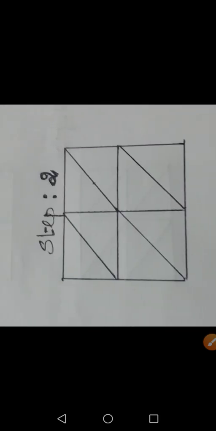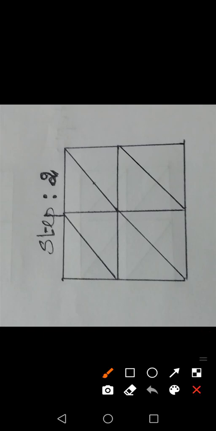Then next we will draw the diagonals. From the right hand side top corner to the left hand side bottom corner we want to draw the diagonals. That is the rule.